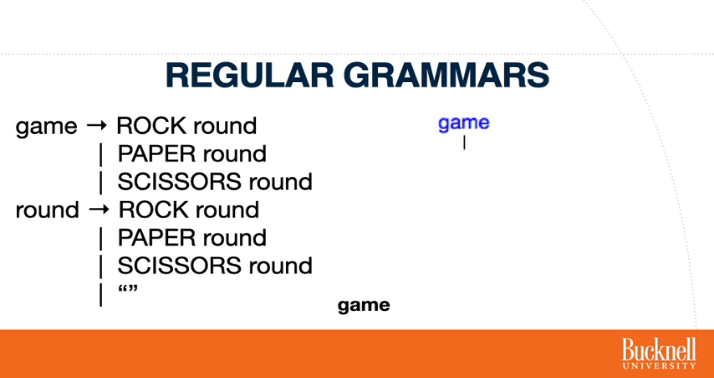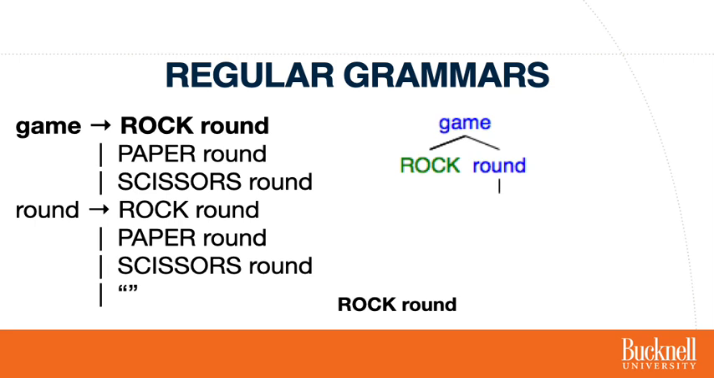Let's play rock first. We replace game with rock round. Now, rock is a terminal symbol, which means we cannot replace rock. We are committed. We have played rock in the first round of the game. However, round is simply a non-terminal symbol indicating that we can play another round if we so choose.